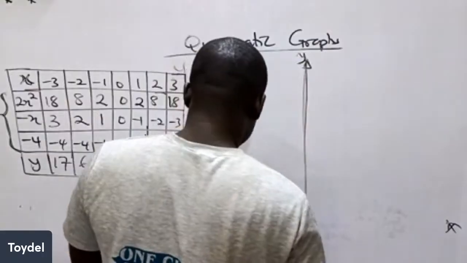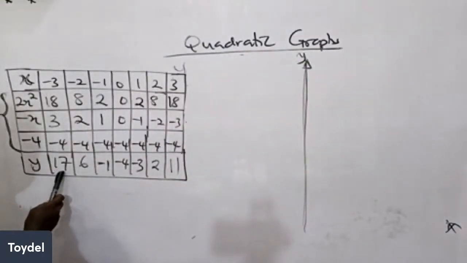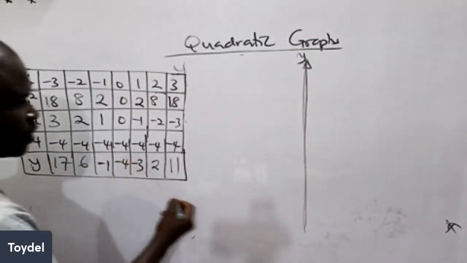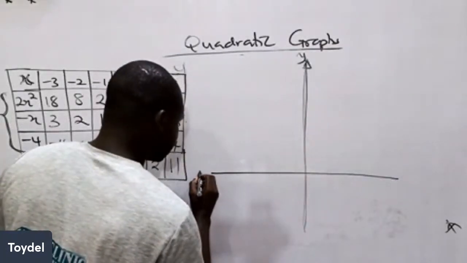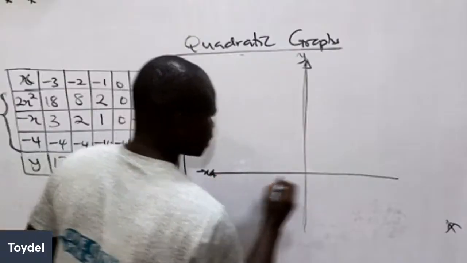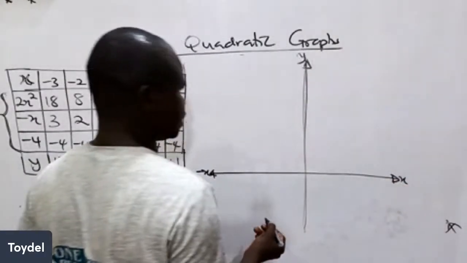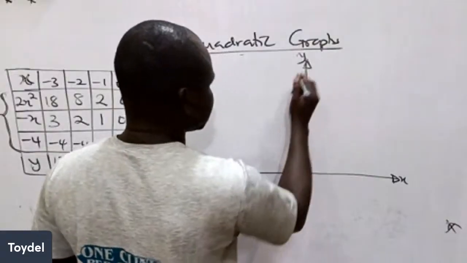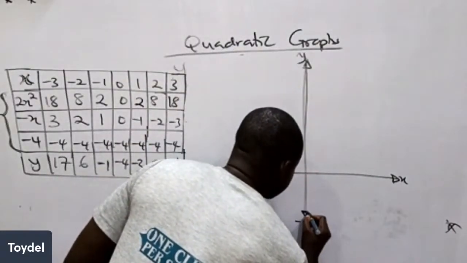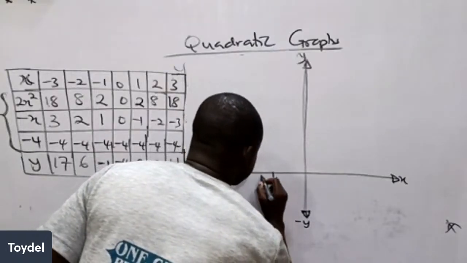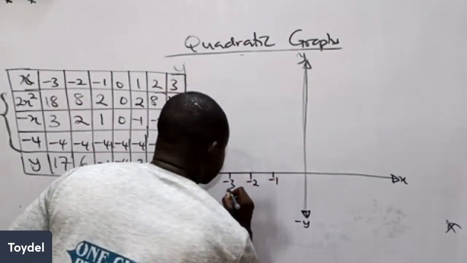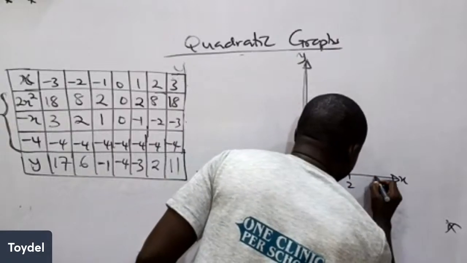If this is y, in case of y, the positive value is more than the negative. So we can bring it down like this. We say this is the minus x-axis. This is the x-axis. That one is evenly distributed. But in case of y, this is the minus y-axis. Along the x-axis, we have to use 2 centimeters to represent 1 unit. So here will be -1, -2, -3, 1, 2, 3.